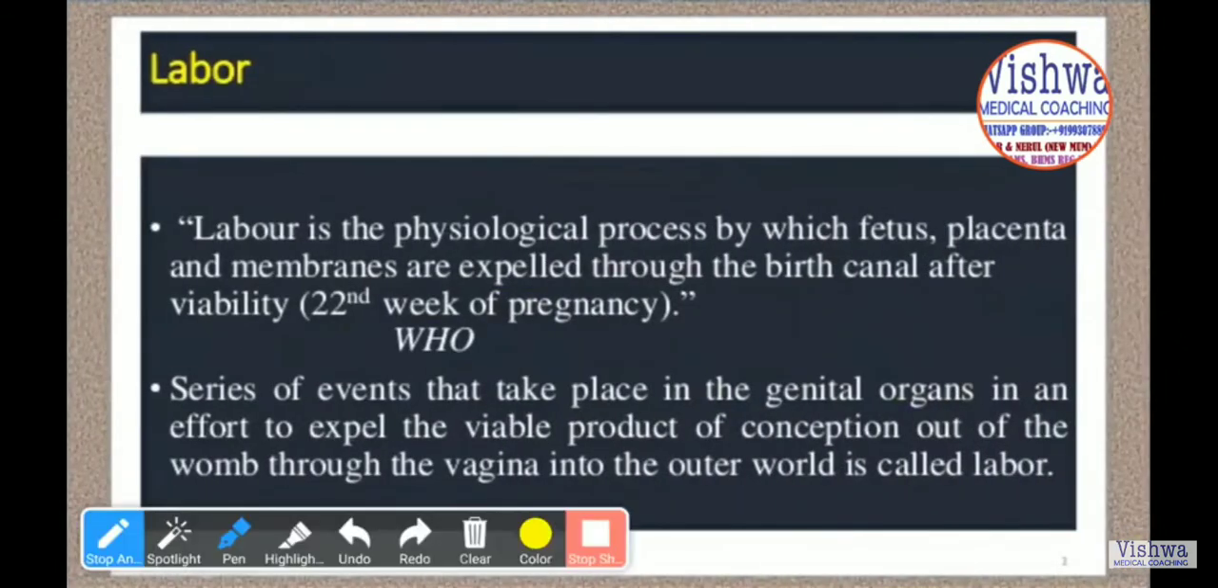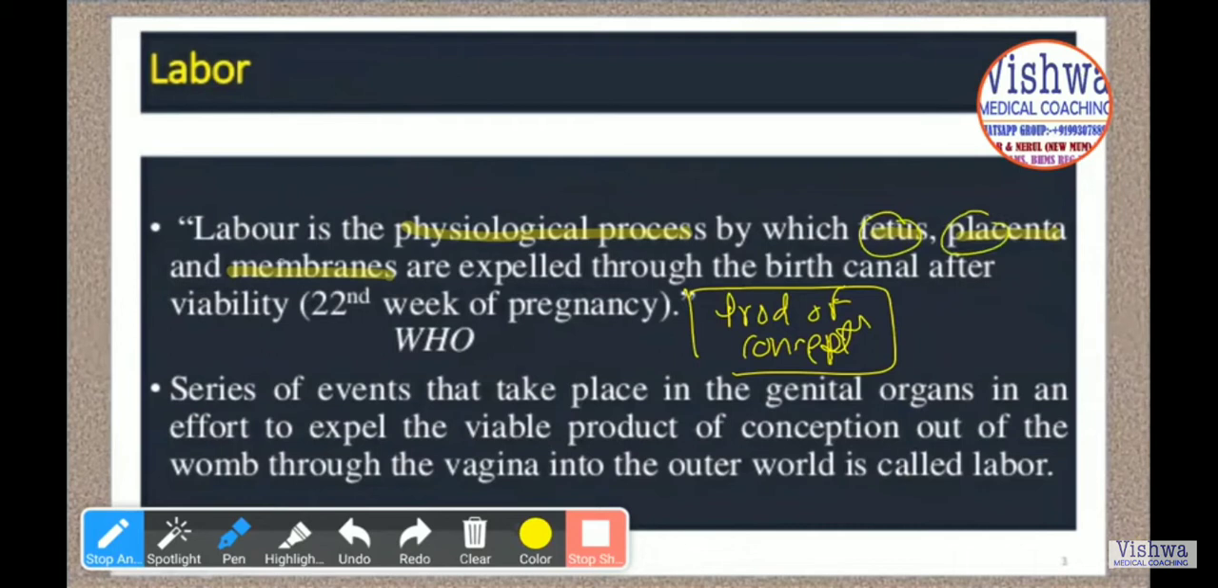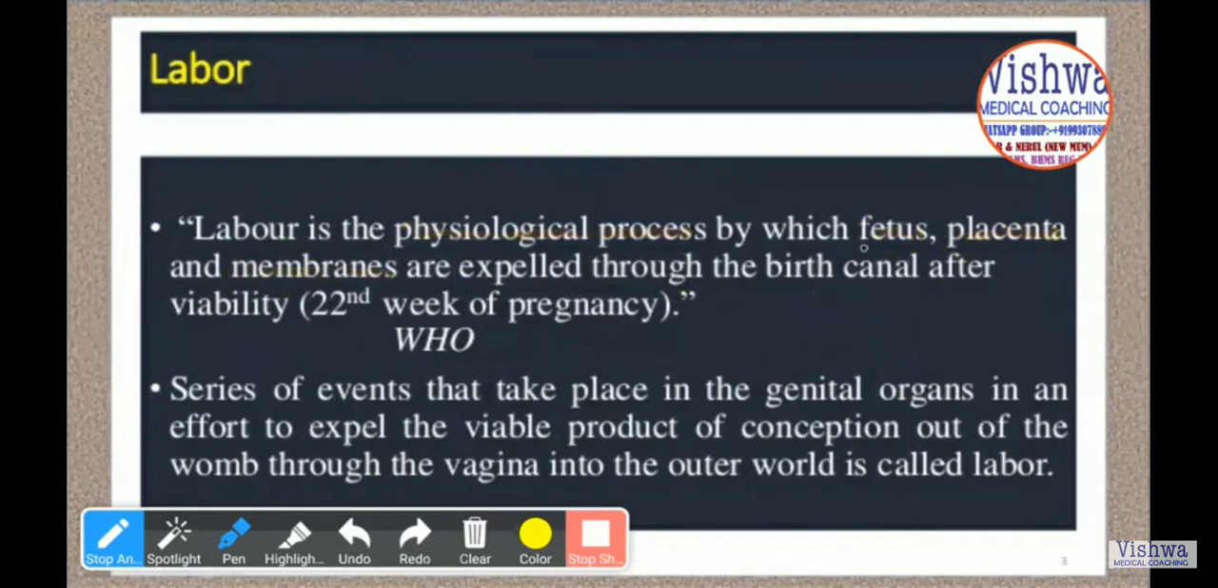Now remember, the definition of the normal labor goes like this. It is a physiological process in which the fetus, placenta, and the membranes, which together are called products of conception, are expelled through the birth canal after the viability. Remember, this is very important: after the viability.